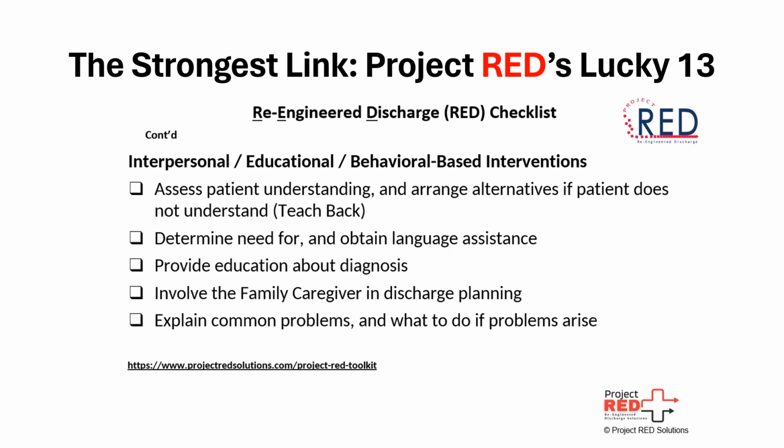And then finally, Lucky 13, explain common problems and what to do if problems arise. So in reading the research around the deaths of the Turkish, of the Brits and the Americans, it turns out that there was very poor or no education about what to do regarding common problems. So for example, infection of a surgical site, what does it look like? How will the patient know? And then what should they do if they believe that an infection has set in?